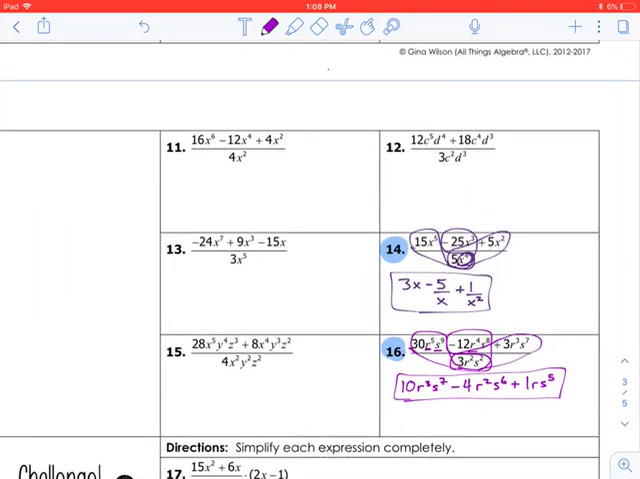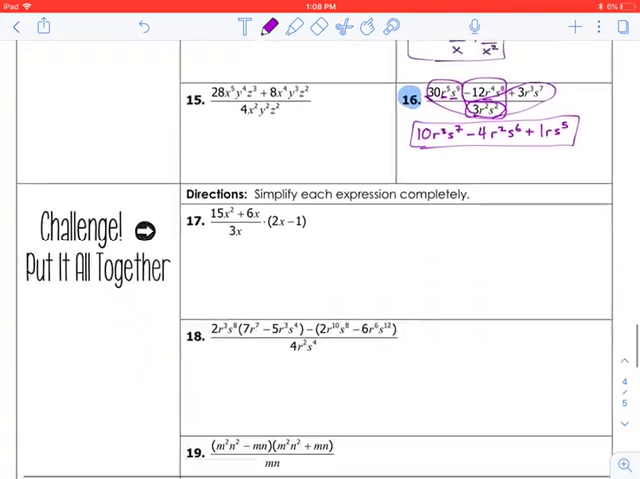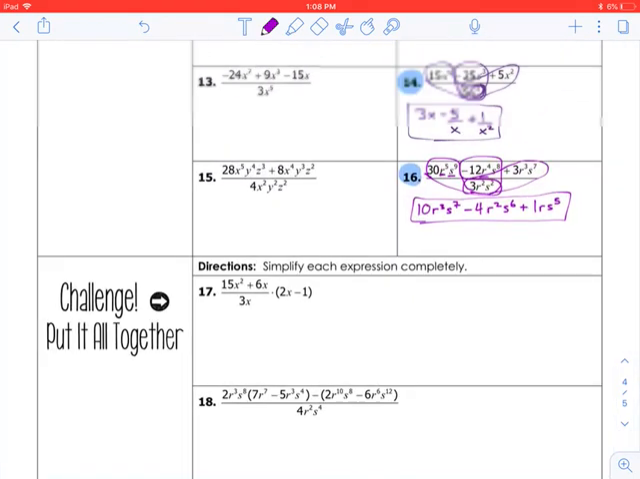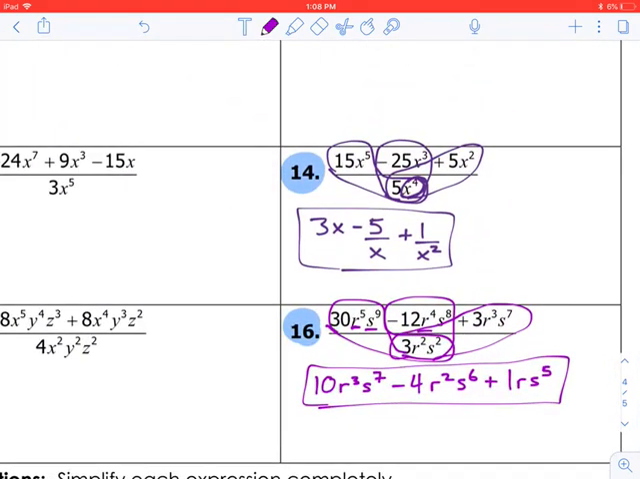Okay, so that's multiplication and division. We might do some of these challenging ones, but probably not in class just yet. Otherwise, that's all you need to know for today.